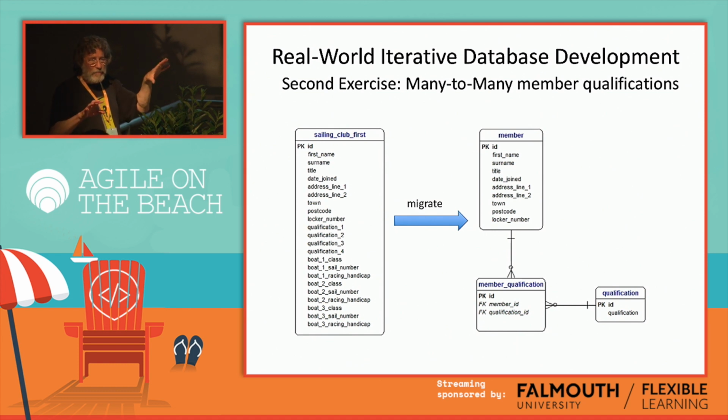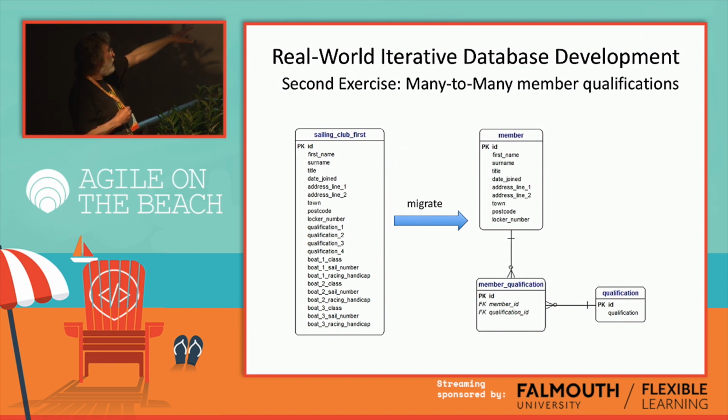The qualifications and the members exist in their own right. The relationships between them just say which members have got which qualifications, and that's how we model that. That's the has and belongs to many. So there's a table in the middle which says this is a relationship between a member and a qualification. And that makes it very easy to query, as we can show at the end.